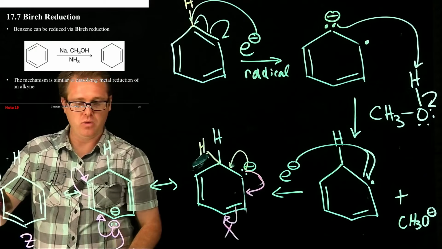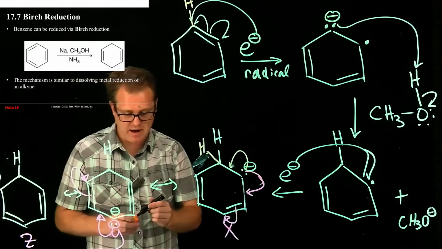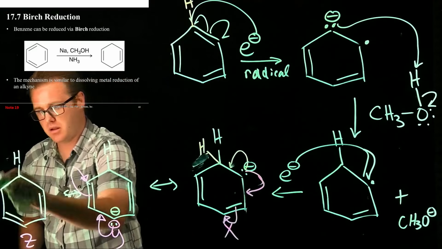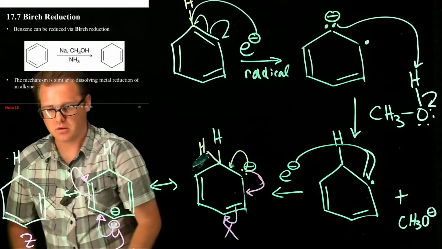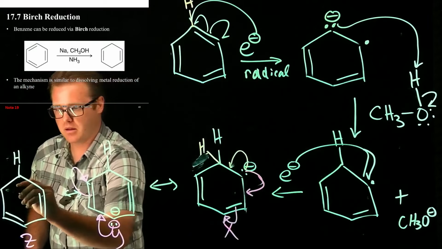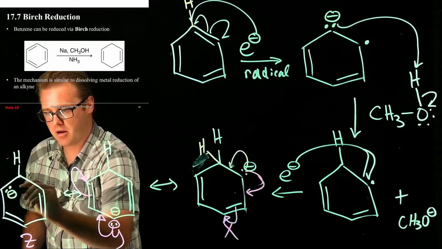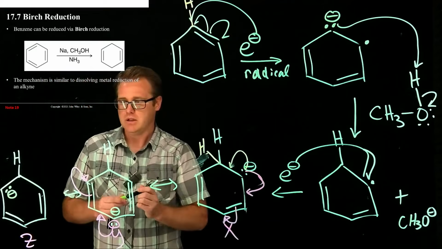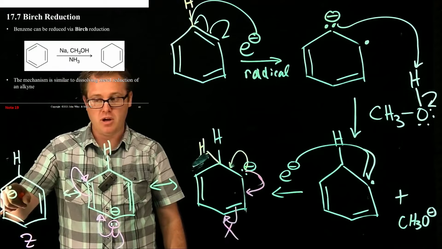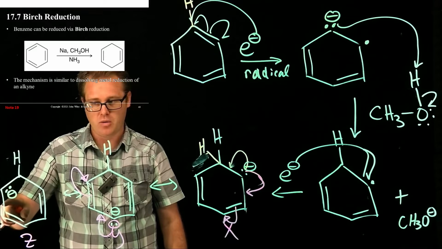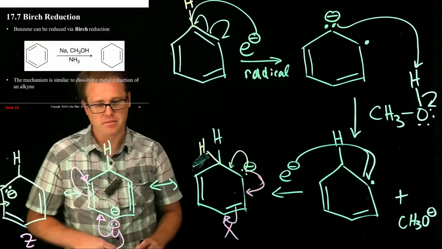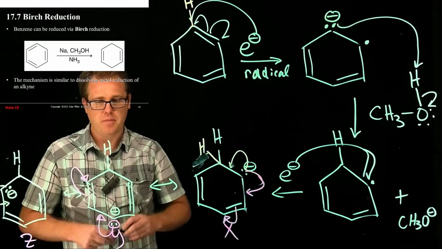Same idea with this one. This lone pair can only come, and you can't see that lone pair. I'll draw the lone pair right there. All right. So this lone pair on this carbon only has one option. It can only come and go right here. So like this, all right? It can only go there.